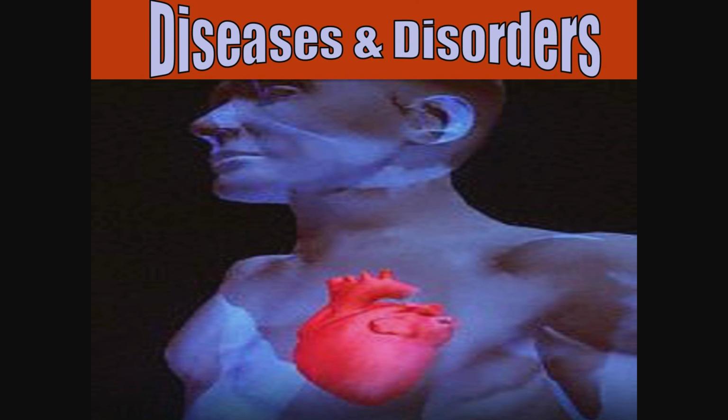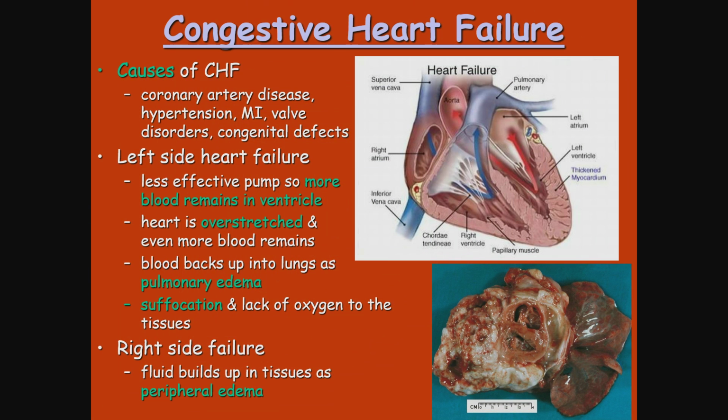Diseases and disorders. Now, we could do a whole unit on diseases and disorders of the circulatory and cardiovascular system, so I've just picked a few. The first is congestive heart failure, and the causes of CHF are coronary artery disease, hypertension, MI, which stands for myocardial infarction, which is a heart attack, valve disorders, and congenital defects. And there's two different types.